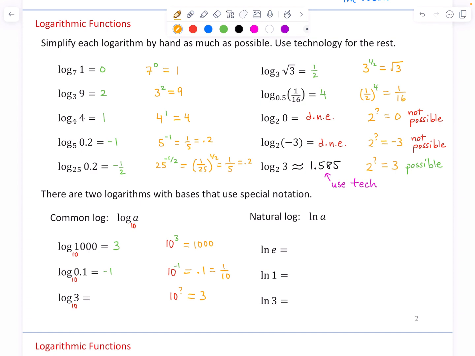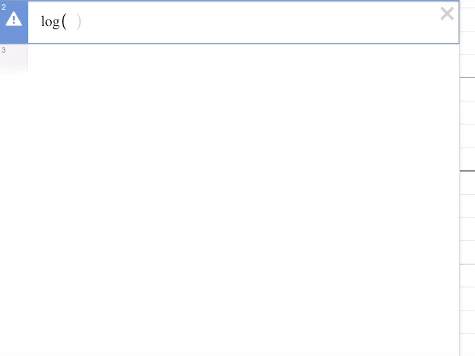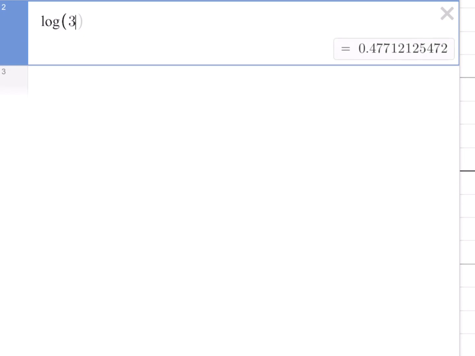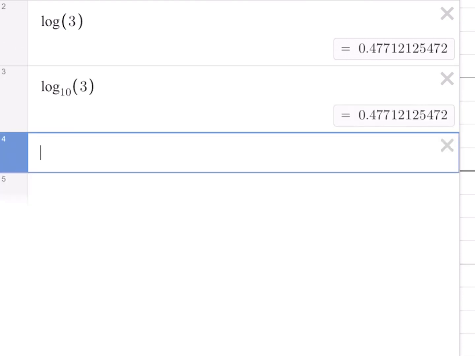And this is a case, again, where we will not have a convenient answer. So the best I can do with this is to reach for the calculator and get a decimal approximation. And we type log. I recommend you put the arguments in parentheses of 3. And if I don't specify a base, the technology assumes the base is 10 and gives me an appropriate answer. It's about 0.477. I can also put the base in there explicitly, log base 10 of 3, and it confirms the same answer, which is about 0.477.